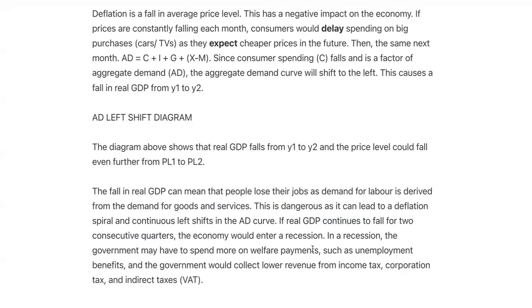That's terrible because the government would have to spend more on welfare payments, such as unemployment benefits, and they'd also collect less tax.